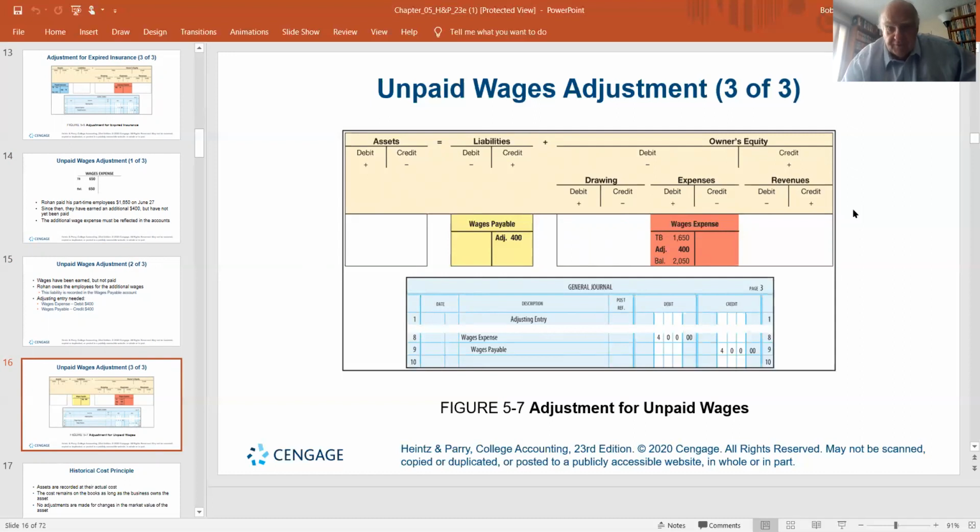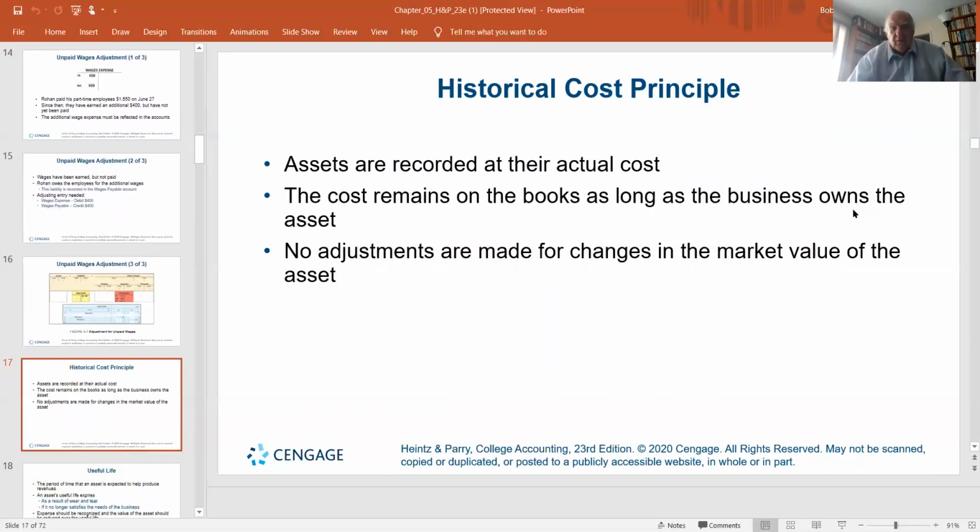What do we have next here? Okay, the historical cost principle. Now we're getting into our fixed assets. Assets are recorded at the original cost, and that cost remains on the books, on the general ledger, as long as the business owns the asset. No adjustments are made for any increase in the market value of an asset.